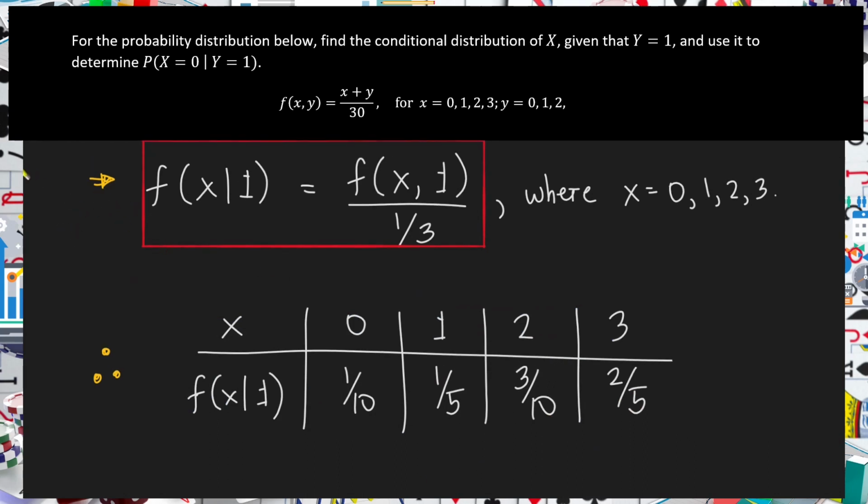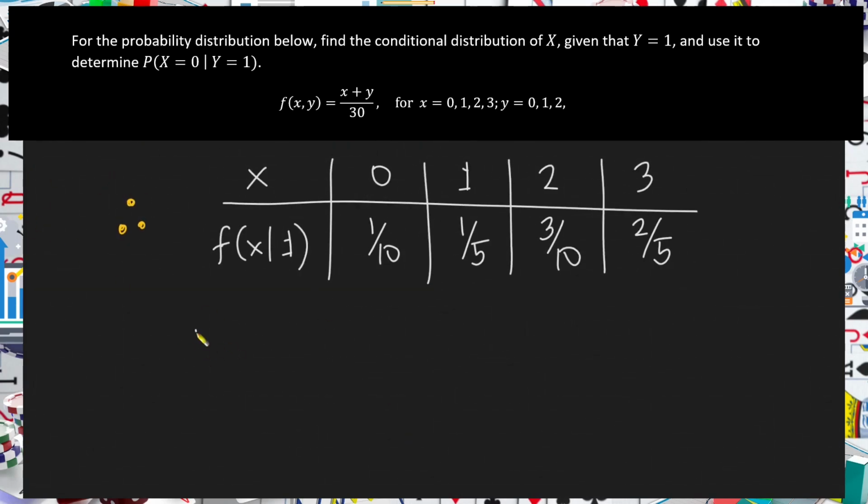Ito na ngayon yung conditional probabilities of x given na yung value ng y natin is equal to 1. To answer the second question, ano na yung probability na x natin is equal to 0 given that y is 1? Looking at our table here, ito yung tinutukoy niya, no? So yung value ng x natin is 0 given na yung value ng y is 1. Therefore, the probability here is equal to 1 over 10.